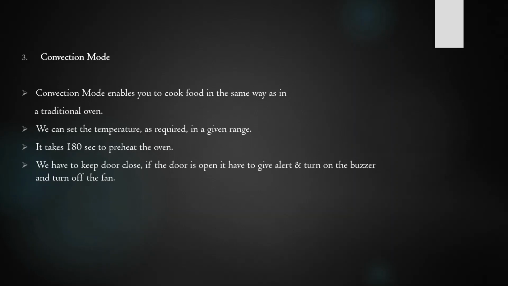Convection mode. Convection mode enables you to cook food in the same way as in a traditional oven. We can set the temperature as required in a given range. It takes 180 seconds to preheat the oven. We have to keep the door closed. If the door is open, it has to give an alert, turn on the buzzer, and turn off the fan. This is the convection mode.